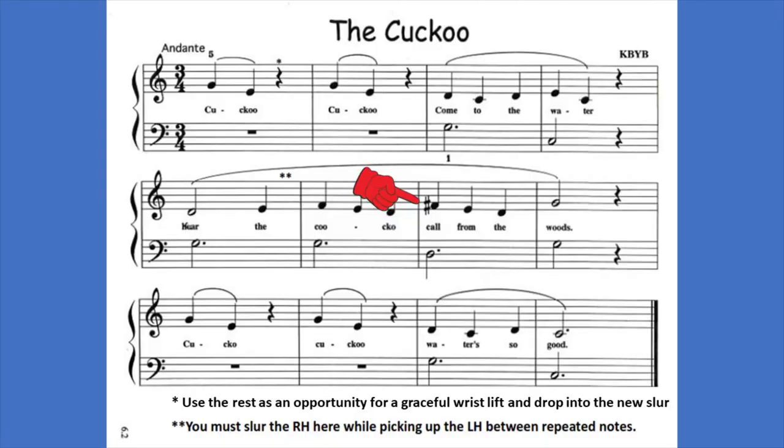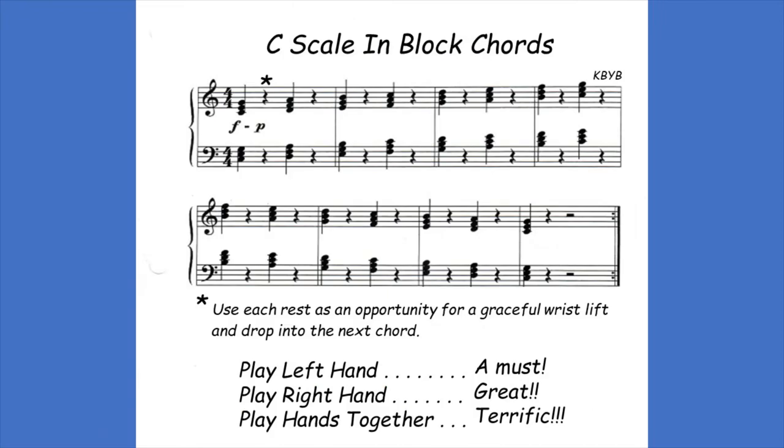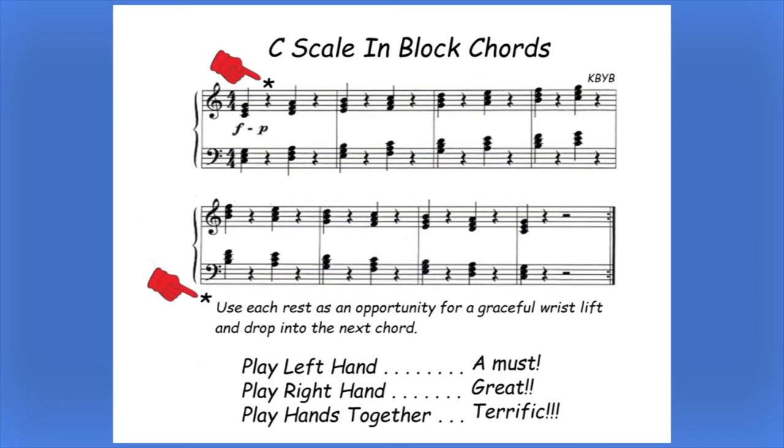And finally, don't forget you have an F sharp on the right hand. But Cuckoo isn't our only song for this week. We also have C scale in block chords. Let's take a look at the music. We have an asterisk. That means we have to see the note at the bottom, which says, use each rest as an opportunity for a graceful wrist lift, and then drop into the next chord.